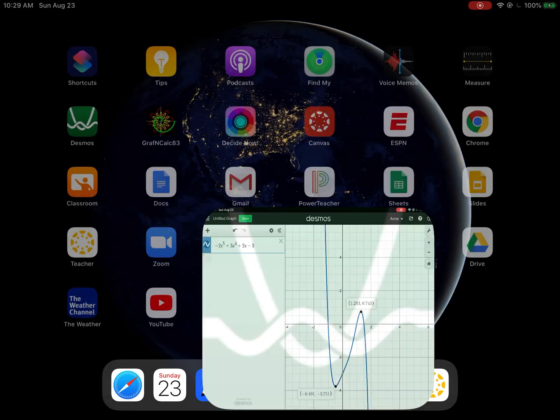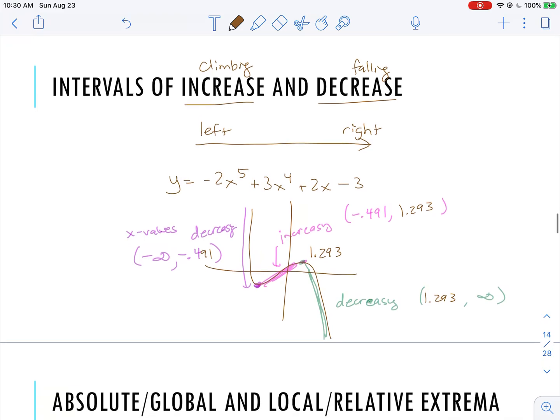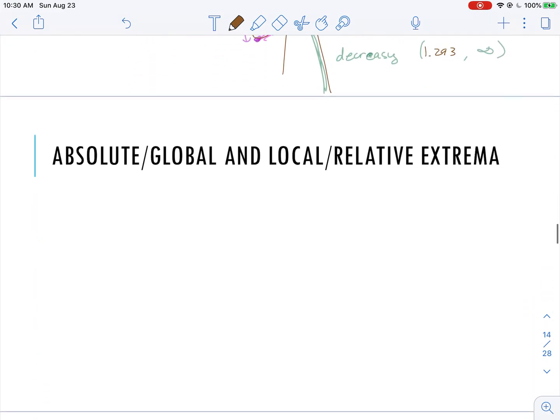So if I go back, let's just make sure I had that. 1.293. So we got to change those. And that's how we talk about intervals of increase and decrease, where the graph is rising and where it's falling.